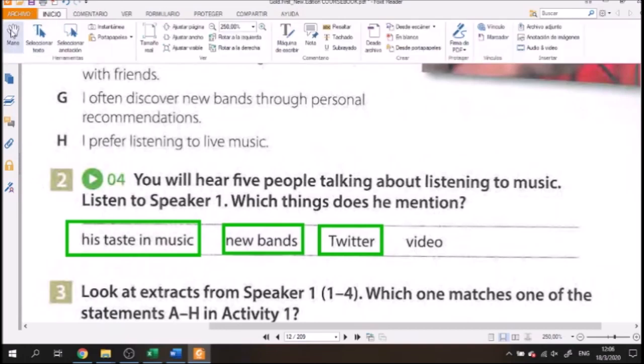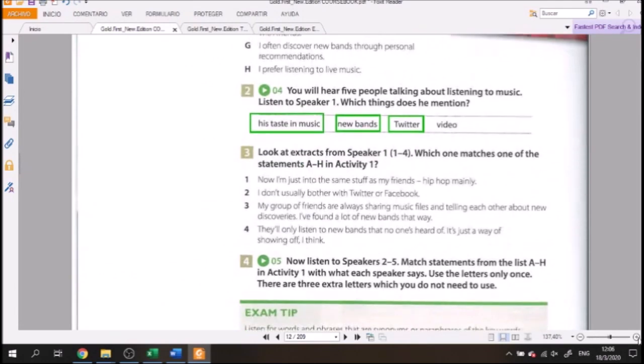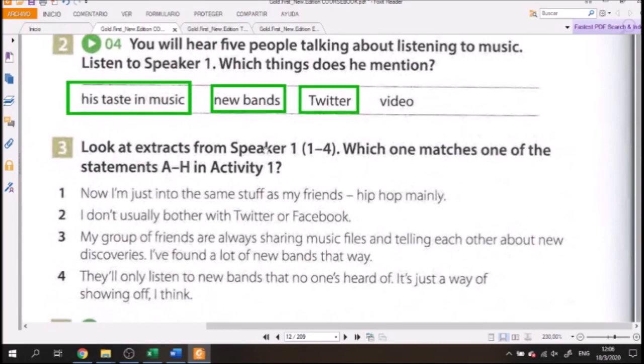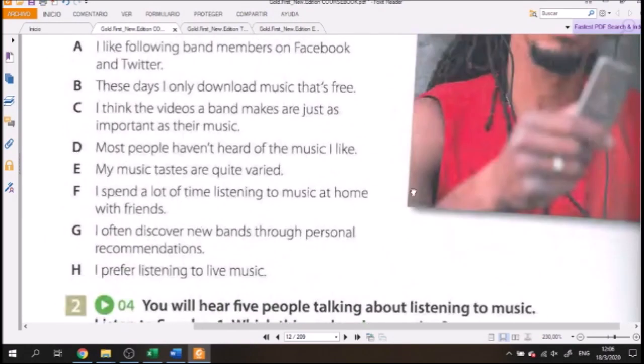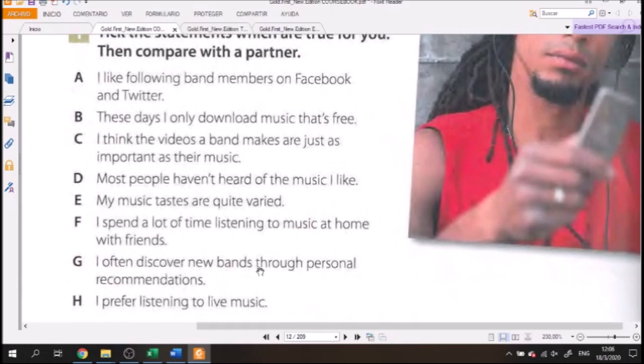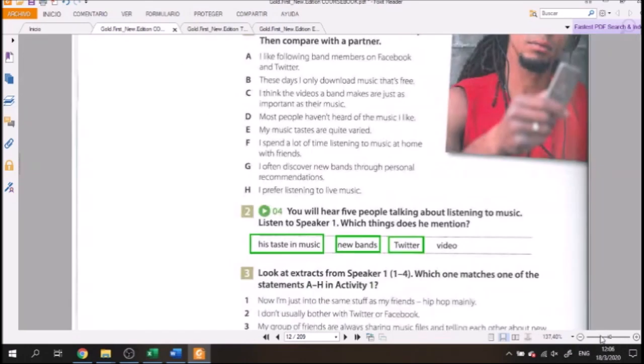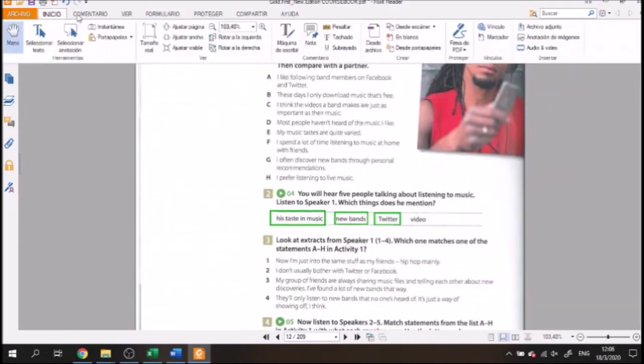Okay, now have a look at these extracts. These extracts were mentioned by speaker one, the one that we have just listened to. Which one matches one of the statements A to H in activity one? One of these extracts means exactly the same as one of these. We have to match them. What I'm going to do is show it like this so you can read everything. I don't know if it's too small.